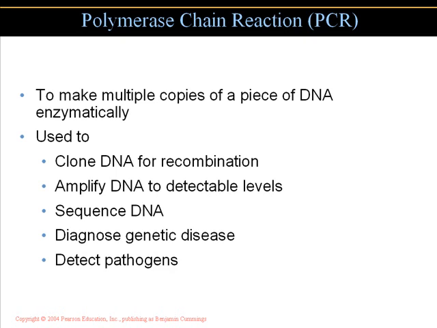If you want to make multiple copies of a piece of DNA enzymatically, again, you use this polymerase chain reaction. Polymerase, the "ase" tells you that it's an enzyme involved in the process. It clones DNA for recombination, amplifies DNA to detectable levels. It sequences DNA, giving an adequate and correct sequence. It can also be used to diagnose genetic diseases.